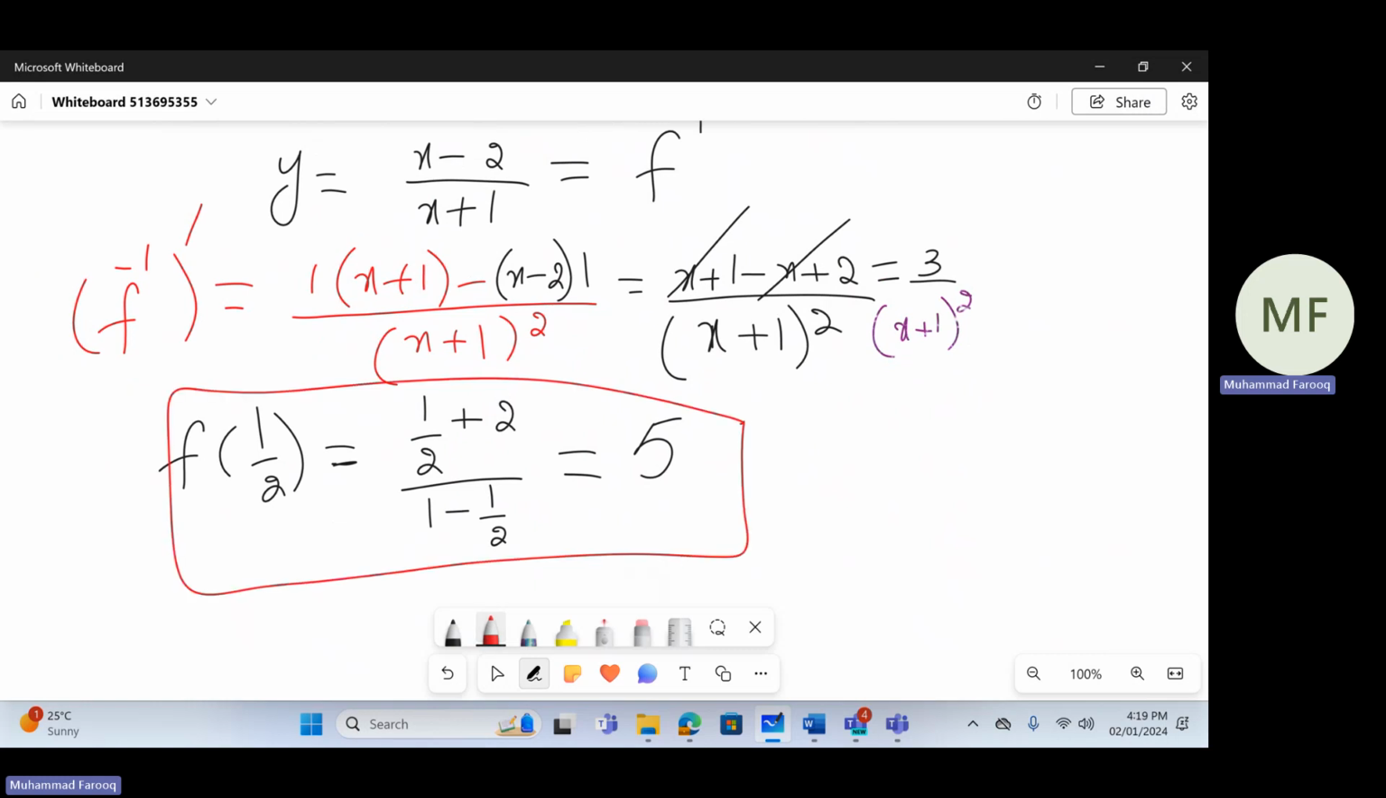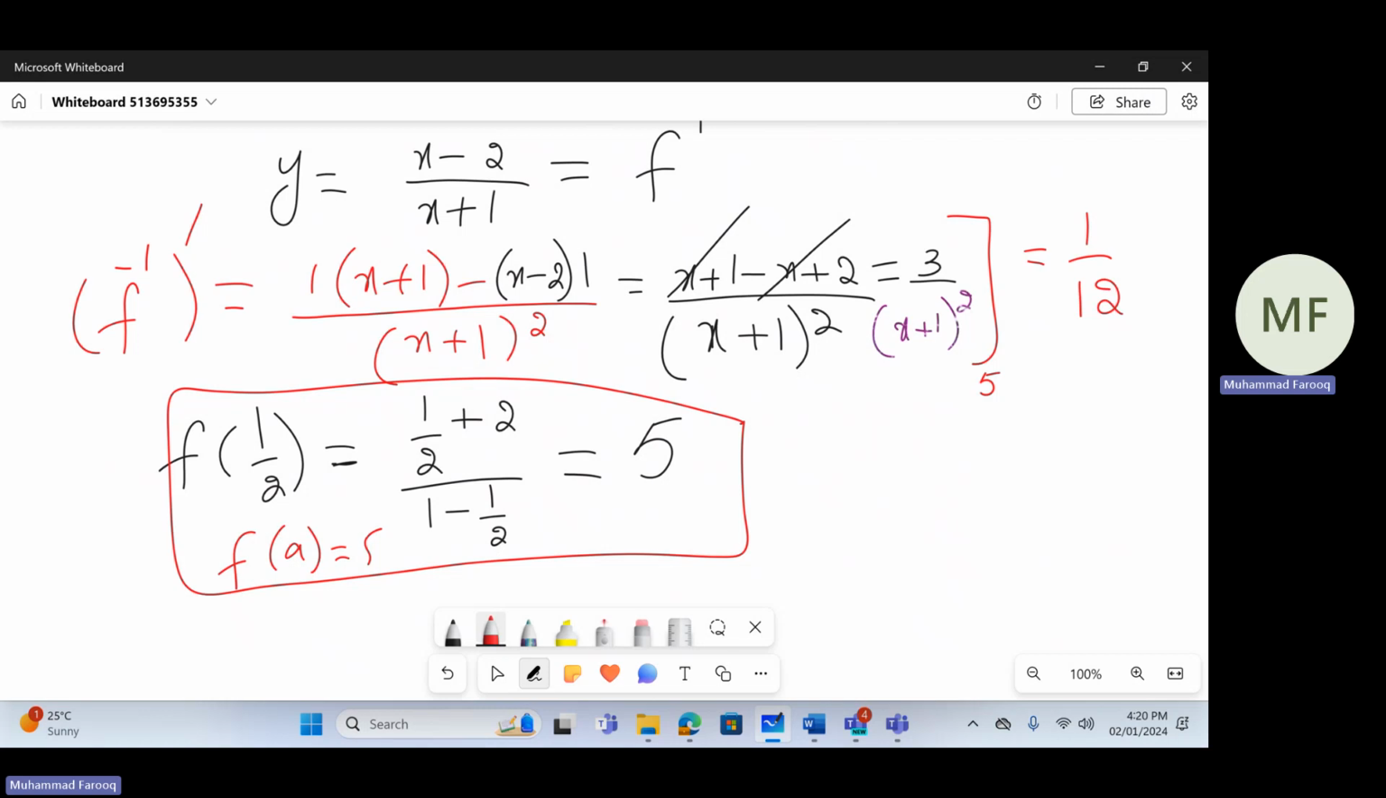We have done this. This is f of A, so f of A is basically 5. So kindly calculate the inverse function derivative at 5. Give me the answer, please. How much? 1 over 12.